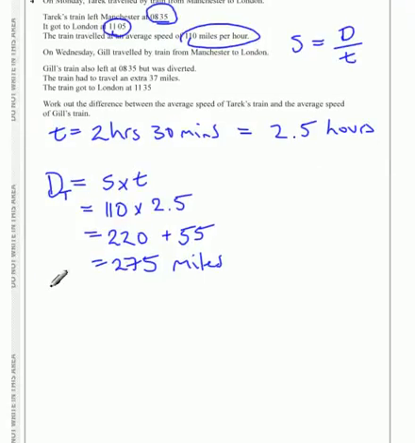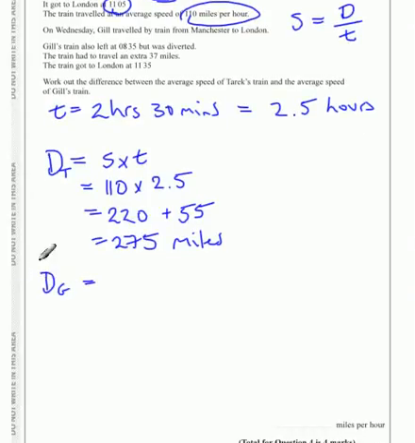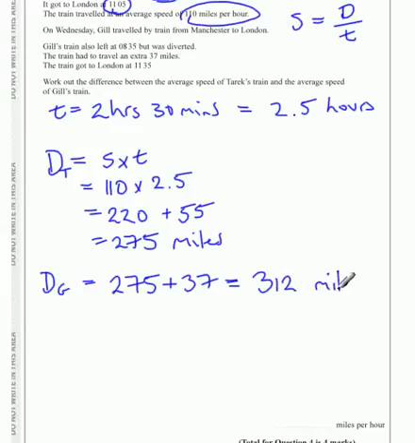Next up, we've got Jill doing the same journey, but she's been diverted, so she's got to travel slightly further. So the distance for Jill, let's call it DG, is going to be the 275 plus the extra 37 miles. So adding those together is going to give us 312 miles.